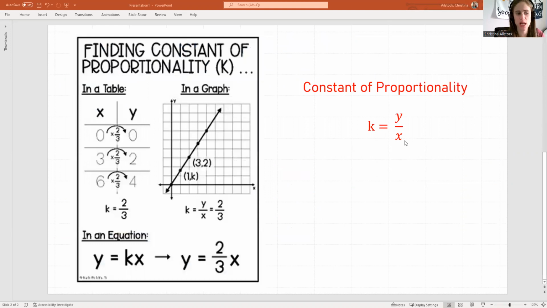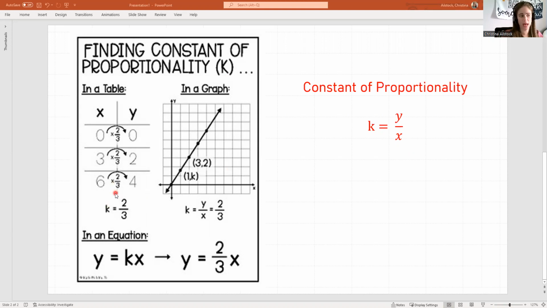So remember that when we are dealing with proportional relationships, they have a constant of proportionality, and that's represented by the variable k here. We can see it in parentheses in our little graphic on the left, and also in the text on the right. Our main focus is going to be finding the constant of proportionality from a table.